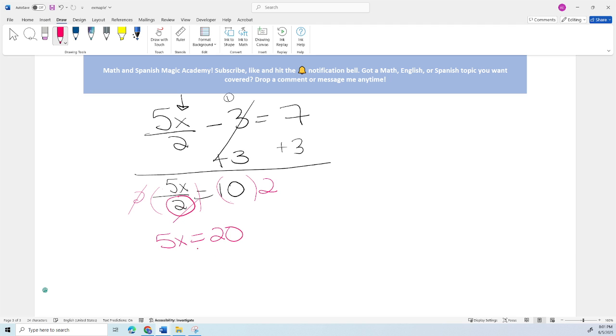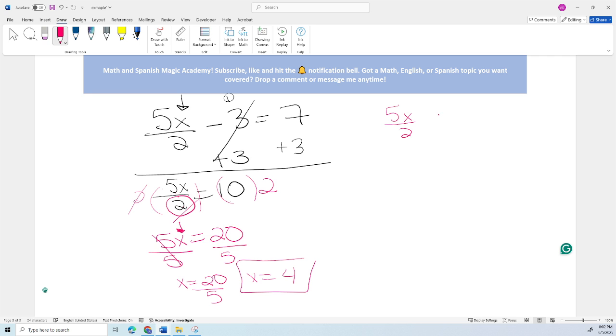Then I'm going to isolate x. The 5 and the x are multiplied. The opposite is division. So I'm going to divide both sides by 5. And then x equals 20 divided by 5, which is 4. So x equals 4. I already solved this equation. And remember to always check your answers with the original equation.